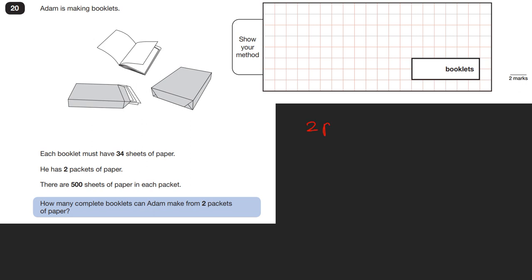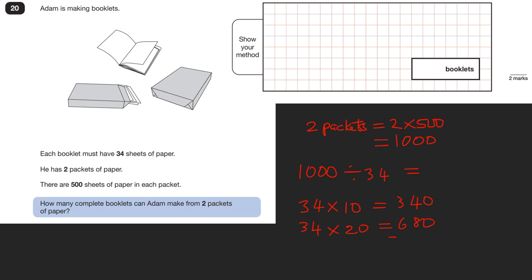So 2 packets gives 2 times 500, which is 1000 sheets he has. So 1000 sheets divided by 34 is going to be the answer, right? You can use a trial and error method. 34 times 10 is 340 sheets you need, right? 34 times another, let's say 20, what will happen?